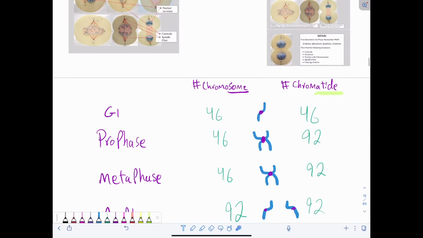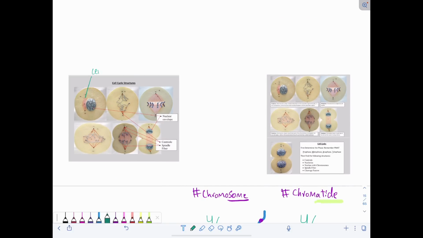So because there are a lot of similar-sounding terms, let me write it down. These are called centromeres. And these are centrioles, so make sure you know these centrioles. And of course, these red lines are the spindle fibers.